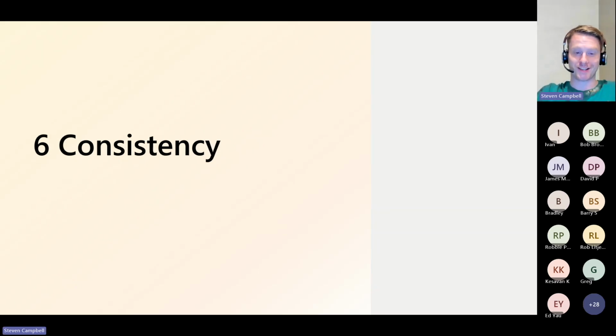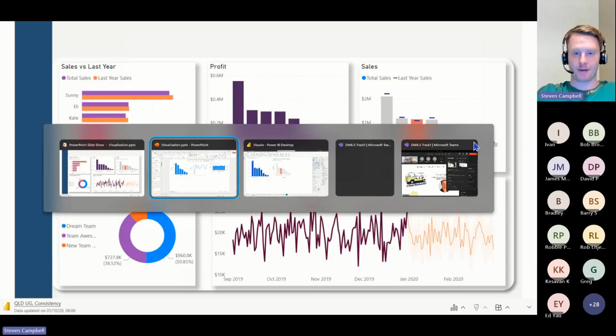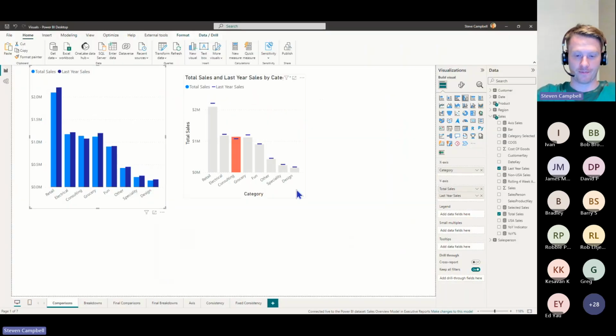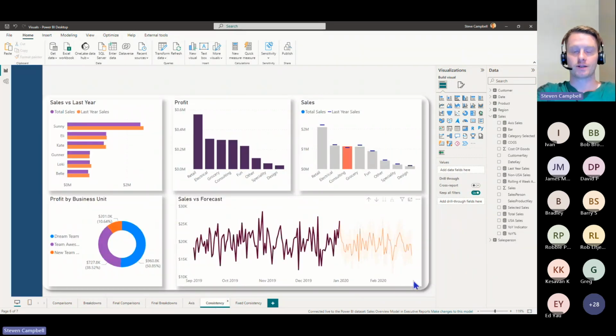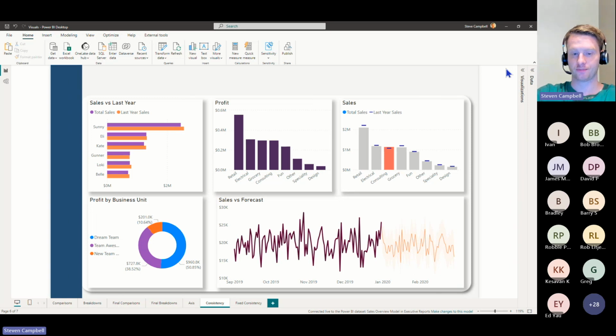Number 6 is consistency. So I'm going to head back over to Power BI for this one. There's a few things that we want to do. So when we're designing a report, let's say I've designed my report and it looks like this. Now, there's quite a few things I can do on this, and there's a lot that's wrong with it. Let's start over on the left here.